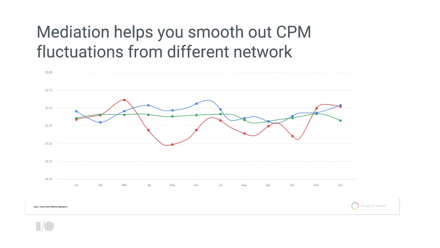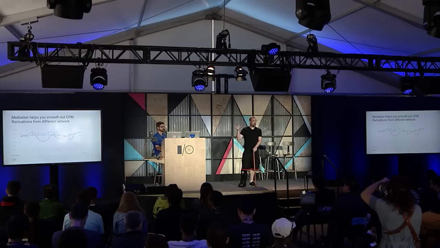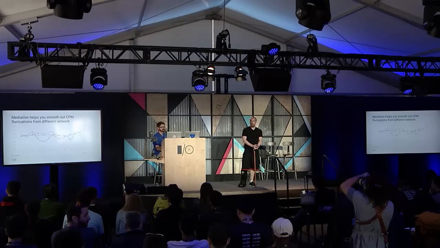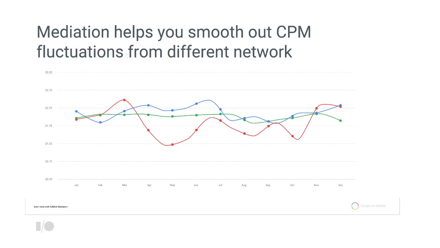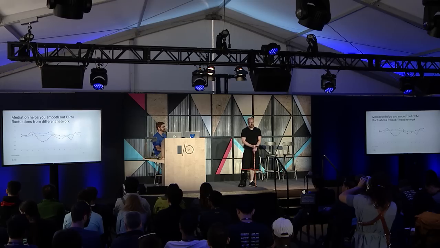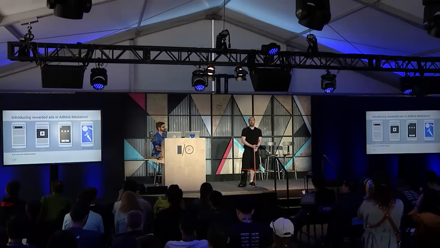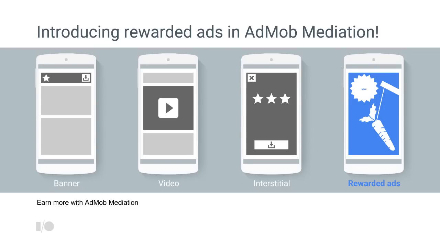A quick recap on mediation. Mediation allows you to call multiple networks from a single platform. This helps ensure there is always an ad to show in your application, and that ad is helping you make the most money. At AdMob, we want to build a platform to support all of your monetization needs. Rewarded has been a gap, and I'm pleased to announce that we have closed that gap. Rewarded mediation is now available in AdMob.